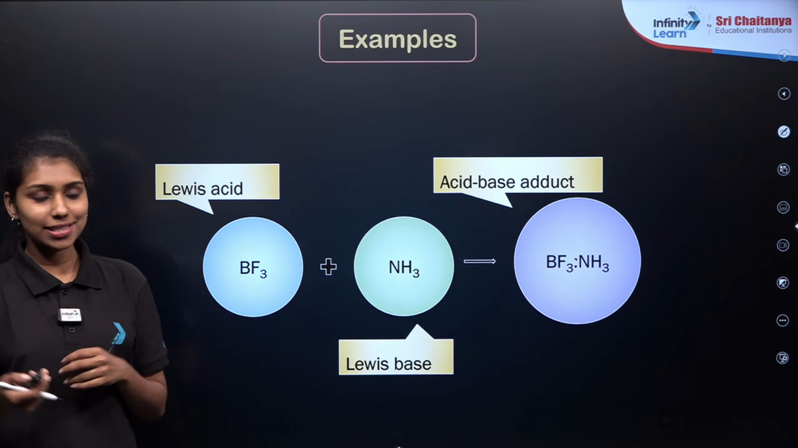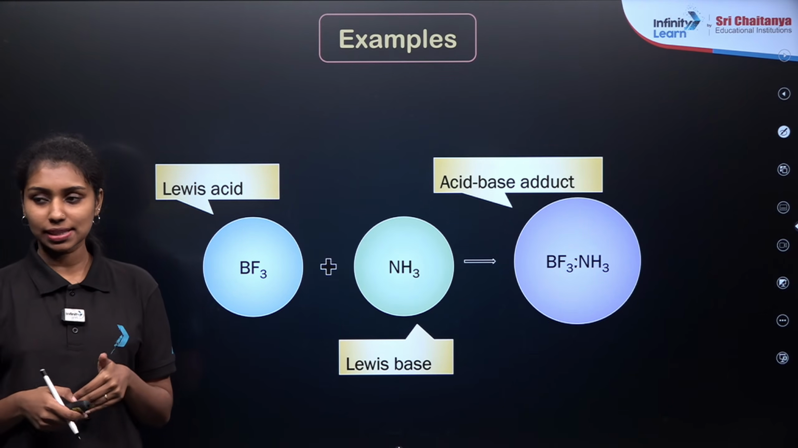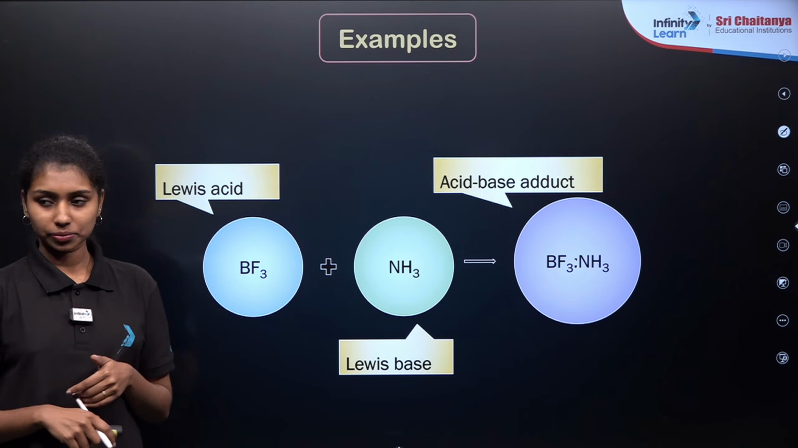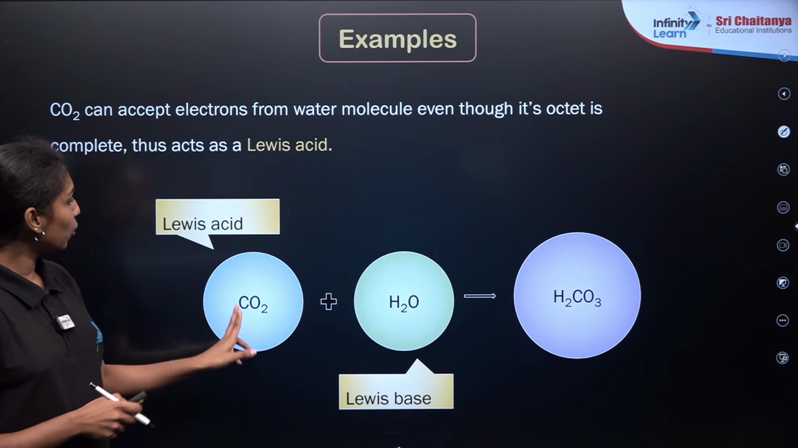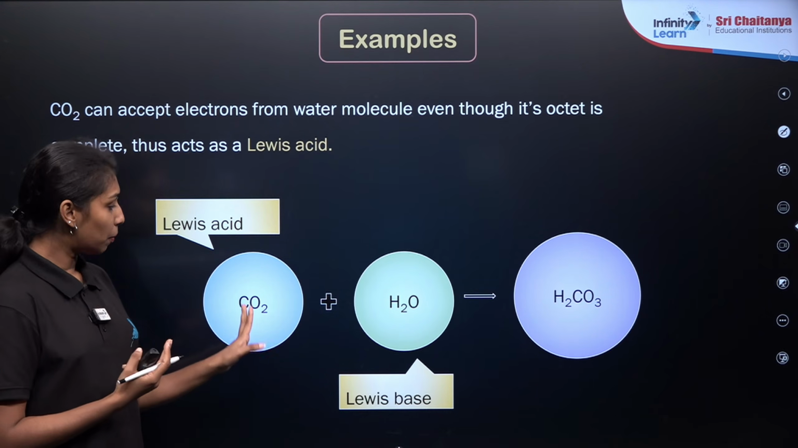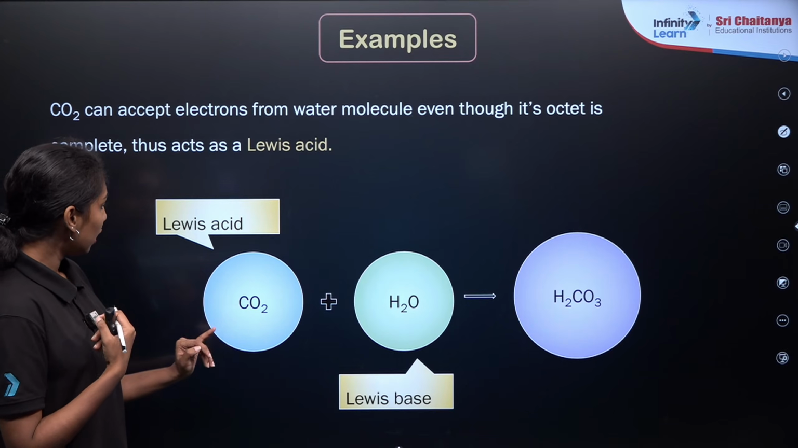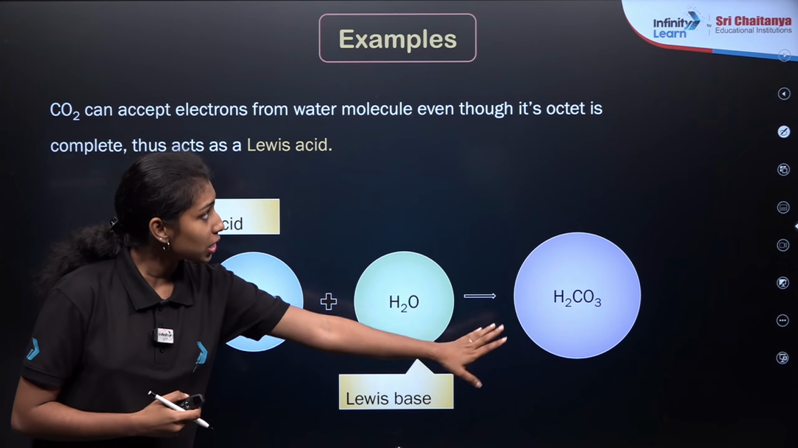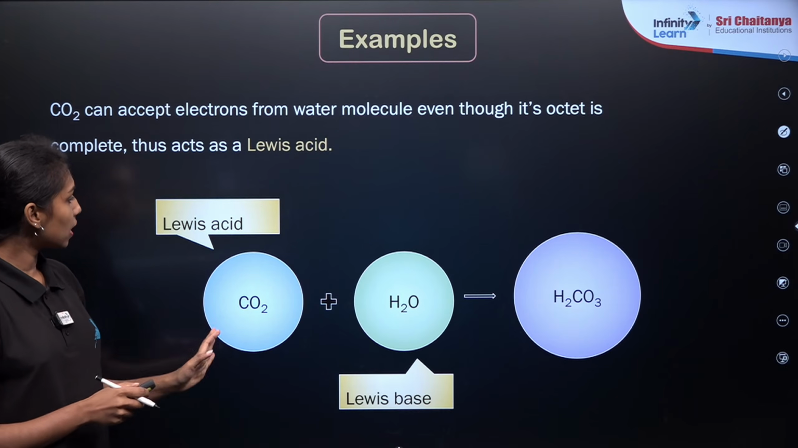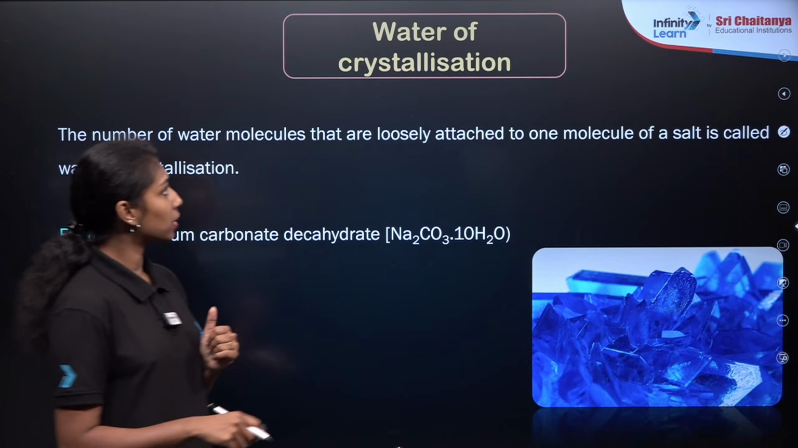Okay, in the upcoming classes, I will discuss the chemical bonding chapter. Another example: carbon dioxide is a Lewis acid, right? When you draw the structure for carbon dioxide, it can easily accept electron pairs. So it reacts with water to form H2CO3 as the product here. So this is the Lewis acid and Lewis base concept.